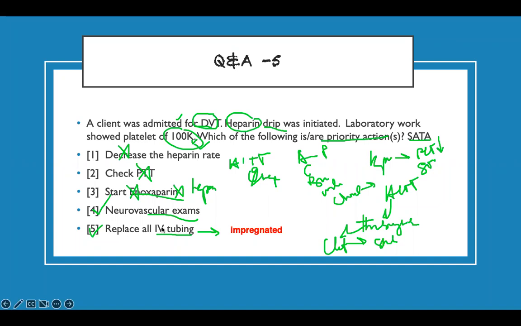So management for HIT is to stop heparin, no more heparin, stop all heparin IV lines, give them something that doesn't have heparin in it. So this patient will get the -bans, those ones that have the last name -ban, like argatroban. They are the factor 10 inhibitors, or you can give them Coumadin, but they cannot get this. Most of the time we give them the -bans for their management.